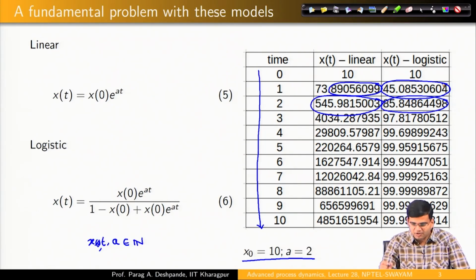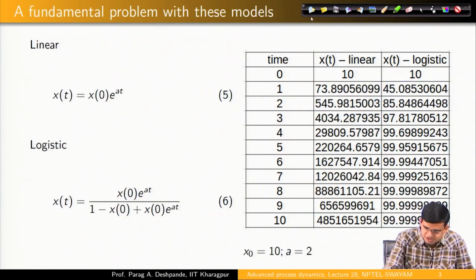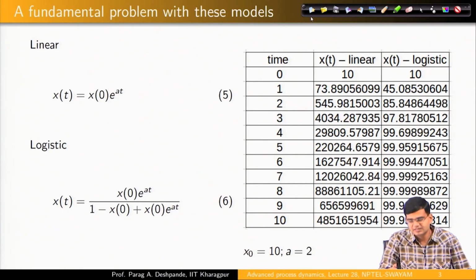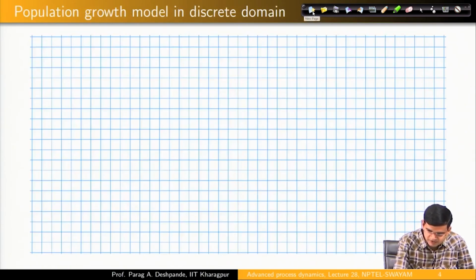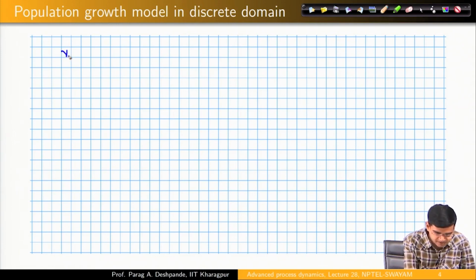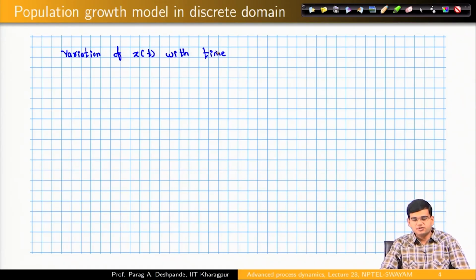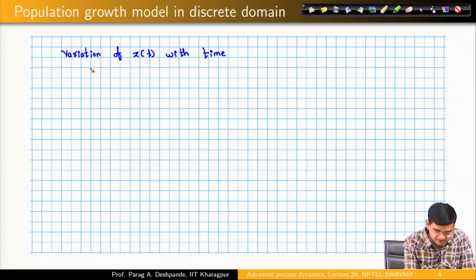But that actually is not a great problem, because let us see how you actually get these populations. Typically, what you will do is you will do an experiment in which you will determine the variation of x of t with time, and suppose you do this experiment, then what you are going to get is a plot which looks like this.